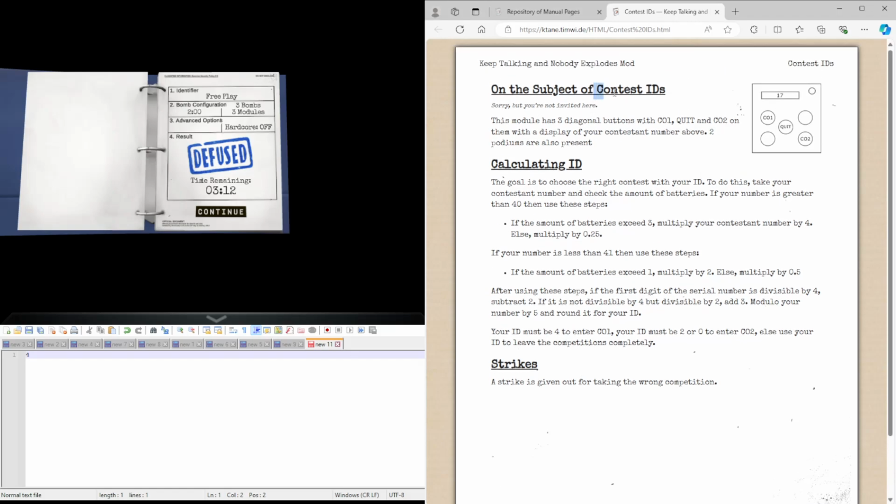So that was contest IDs. It's quite a simple module. So hopefully this tutorial made this module clearer.